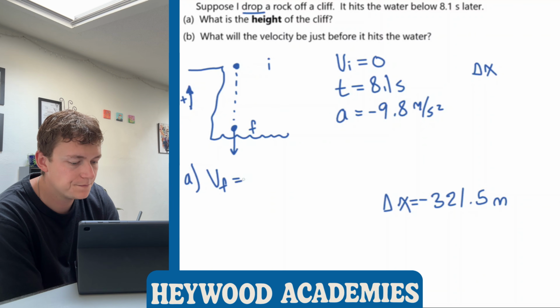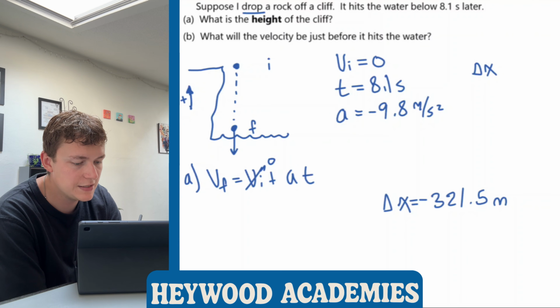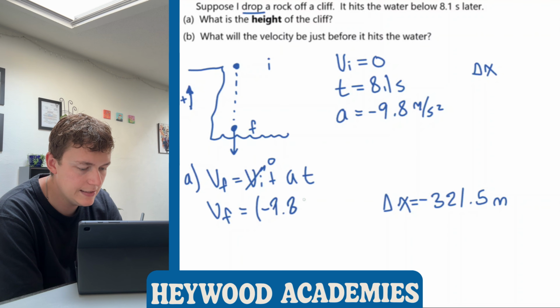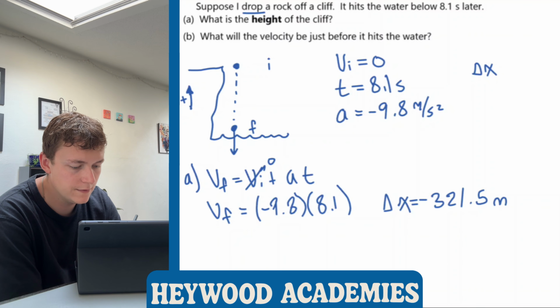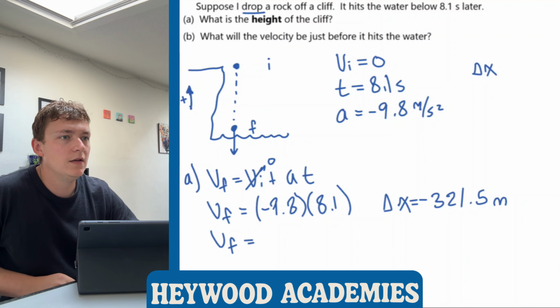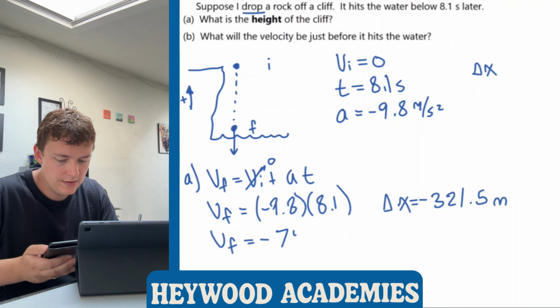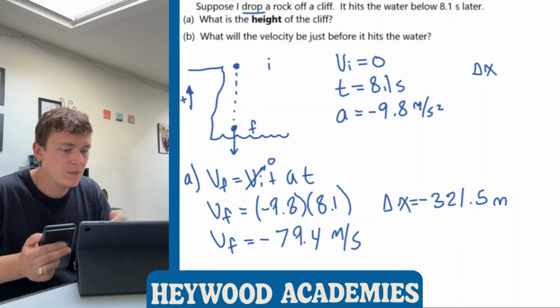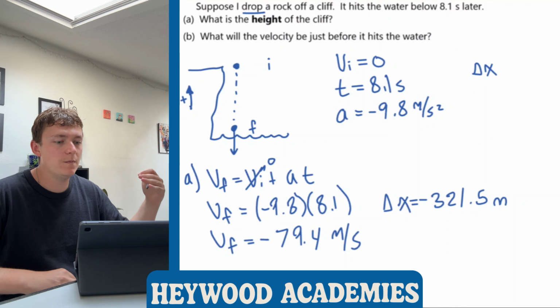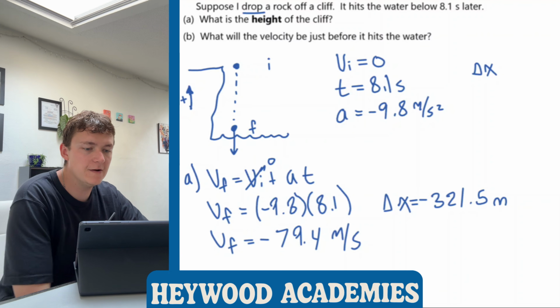So for this, I would probably just go final velocity is equal to initial velocity plus acceleration times time. Initial velocity is 0, so we can plug in our numbers here for this. So minus 9.8 and our time of 8.1. And that should give us our final velocity that we can work with. Okay, so minus 9.8 times 8.1 is minus 79.4 meters per second. So again, we got negative because our rock is heading down, and we said that up is positive. So we got a negative answer for our final velocity.